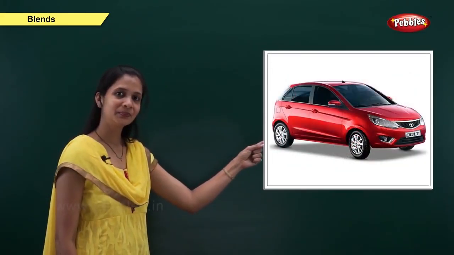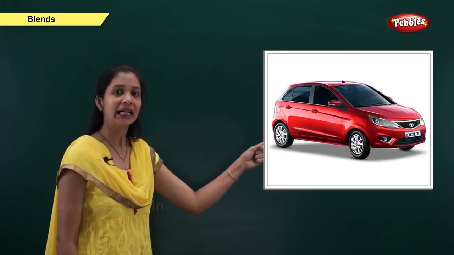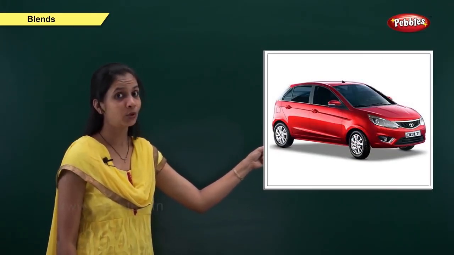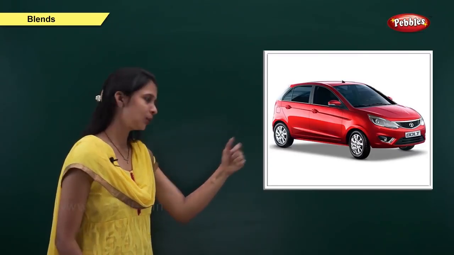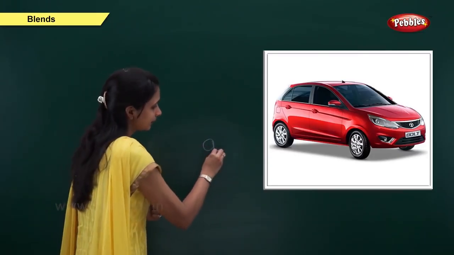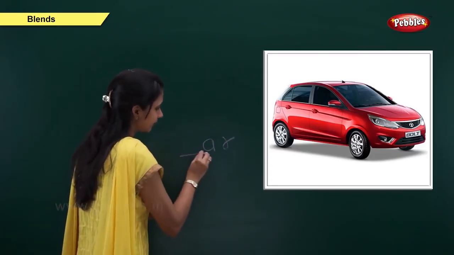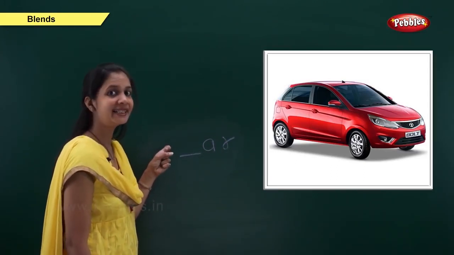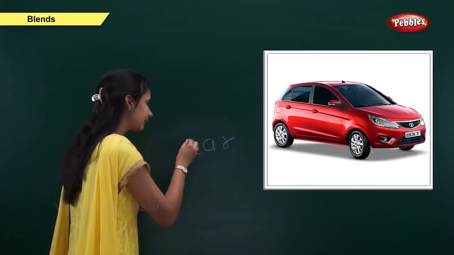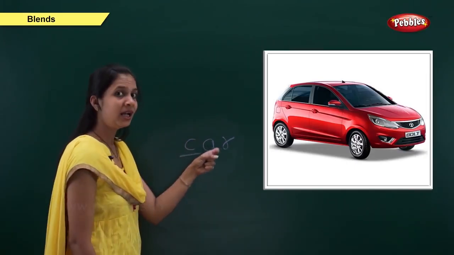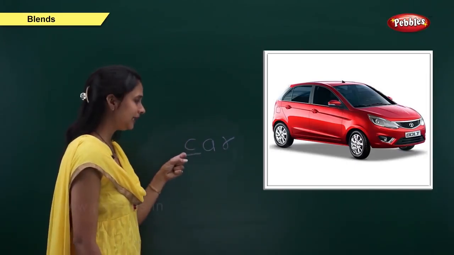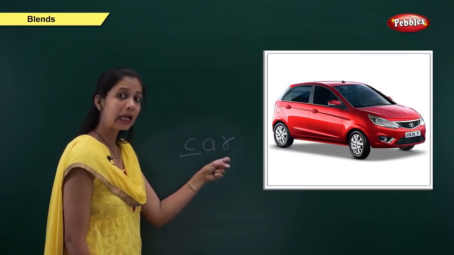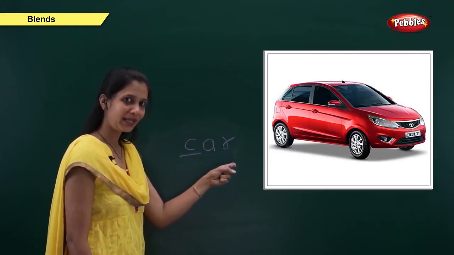Now next one. What is it? Yes, it is car. Okay. So beginning sound of it? K. Now K. What is the letter? Yes, it is C. K-A-R. Car. C-A-R. Car. Okay.